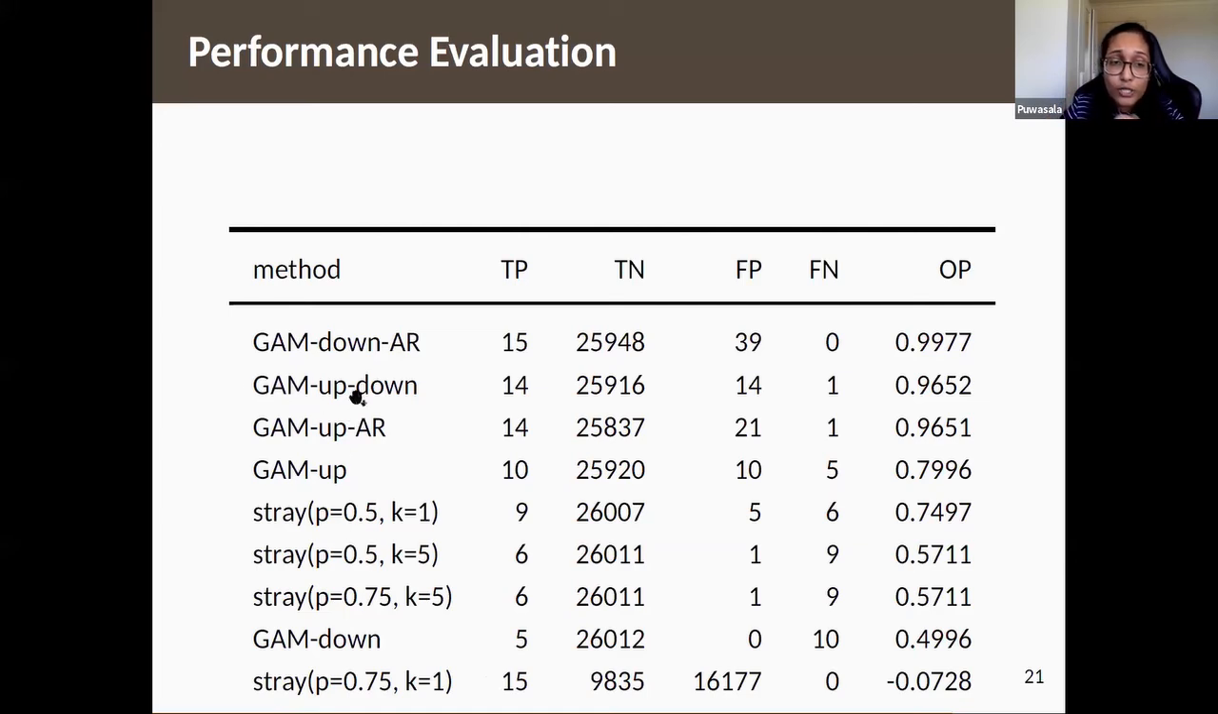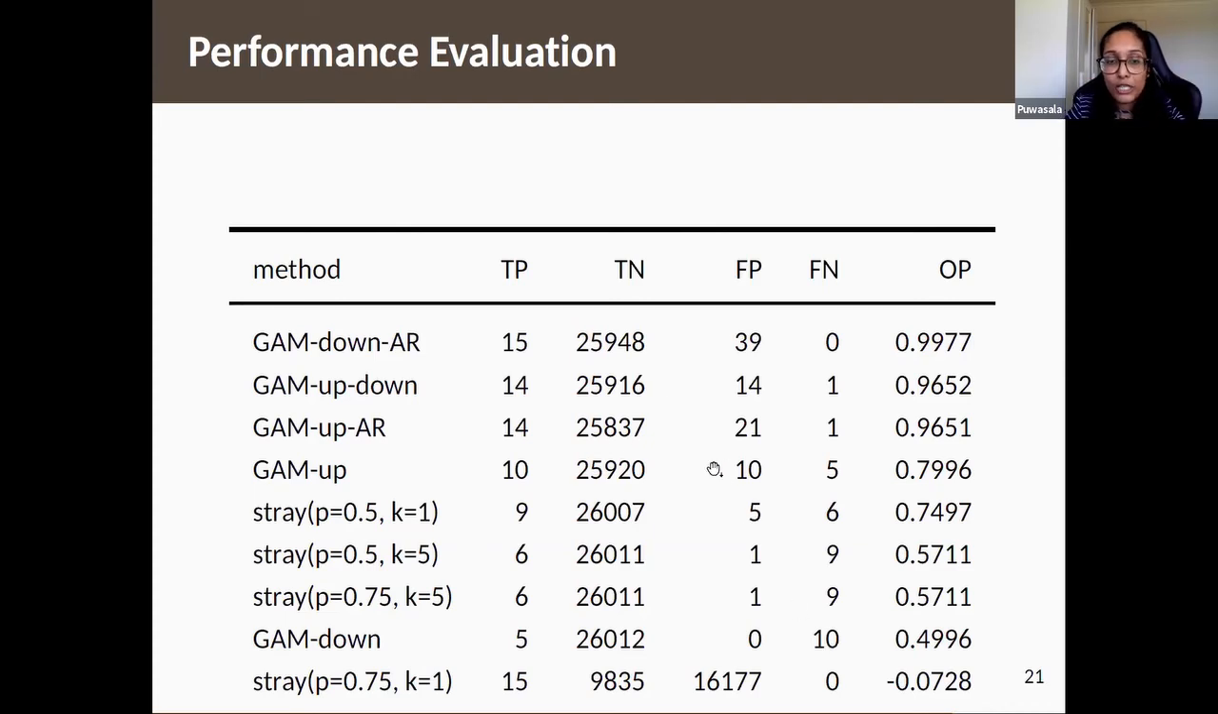I should also say the model that uses upstream data and downstream data is also performing quite well. It only misses one outlier, and it has fewer false positives than the first method. However, the model that uses just the downstream data is performing really badly.